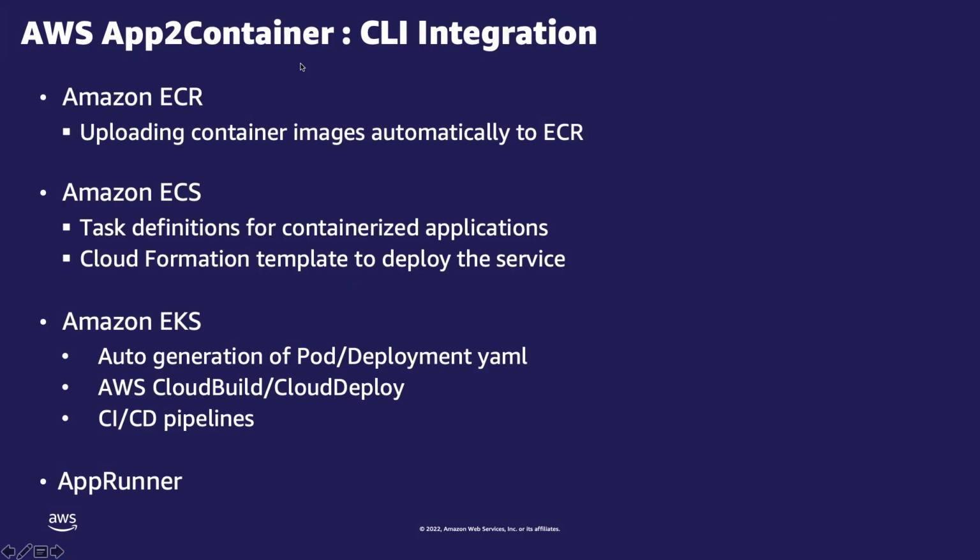App2Container integrates well with other AWS services. Here are a few examples. The tool uploads a container image to ECR, and this is what we are going to show in the demo too. If the ECS deployment option is selected, App2Container tool can generate task definition and service. On the same lines, if you choose the EKS option, the tool can generate the pod and deployment YAML. Also, you can deploy container images using App Runner.